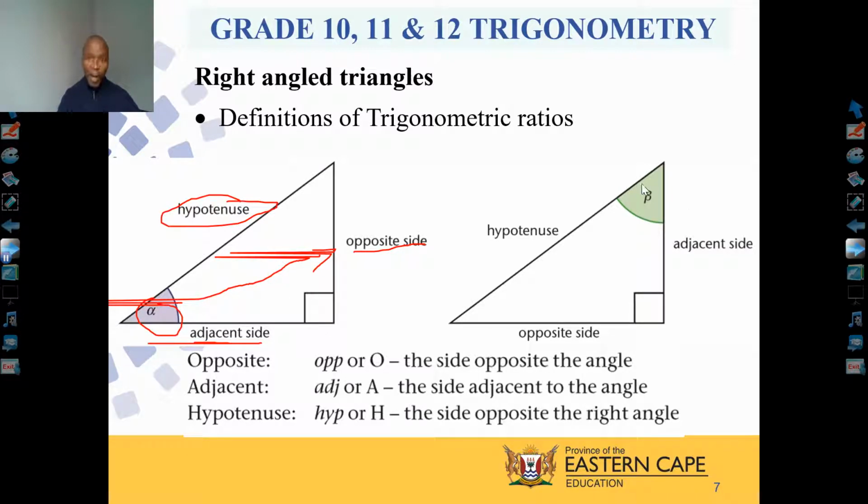If now there is beta somewhere there on top, because we must not be stereotyped and think that the angle in question will always be this one. It can be anywhere. We must just look for the side opposite to this angle beta, which is that side, right? And the side adjacent, which means next to, is this side. And of course, the hypotenuse is the longest side and is always the side opposite to 90 degrees. So we can symbolize the opposite side by op or by O, adjacent side by adj or by A, hypotenuse by hyp or by H, right?